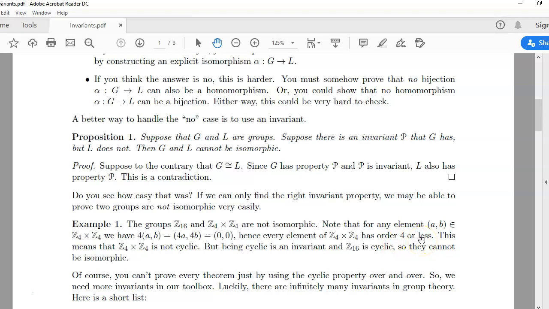It can't be 3. So what this proves is that Z4 cross Z4 cannot be cyclic because no element can ever have order 16. The best you can do is 4, right? So Z4 cross Z4 is not cyclic, all right? But being cyclic is an invariant. And Z4 cross Z4 does not have it, but Z16 does. Z16 is cyclic. And therefore, Z16 and Z4 cross Z4 cannot be isomorphic. Okay? So let's take a break and we'll come back and we'll look at what else you can do with invariants.